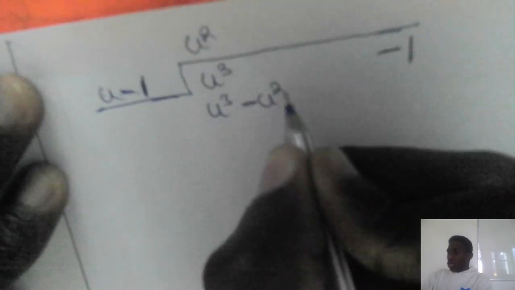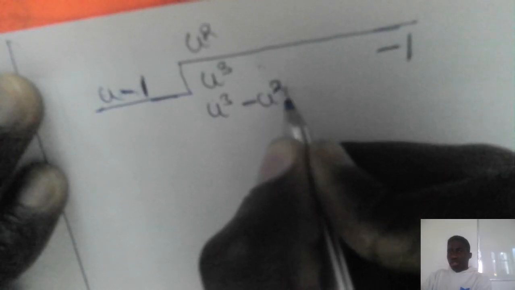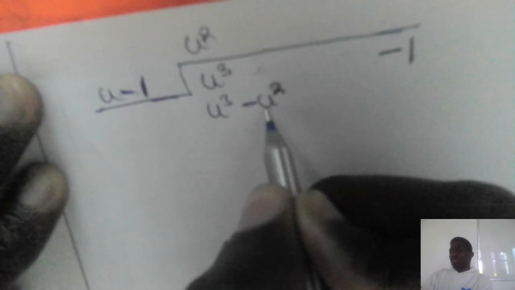Now, u cubed divided by u is u squared, multiplied by u is u cubed. Now, u squared multiplied by minus 1 is minus u squared. So that's why we kept the space there. The term with the power 2, that's why we have left spaces. So the term with the power of 2 has now come in here.